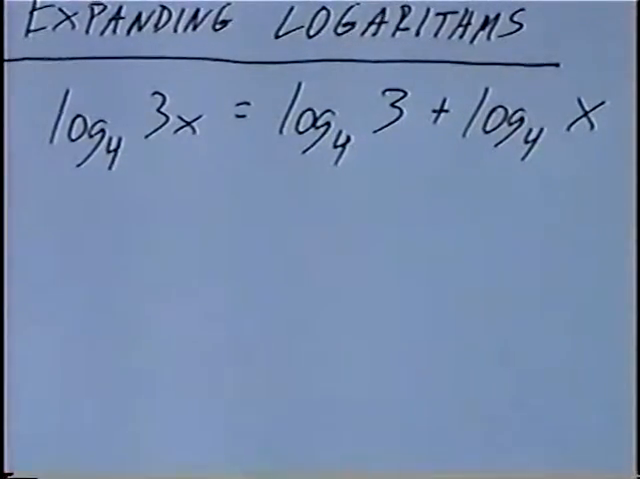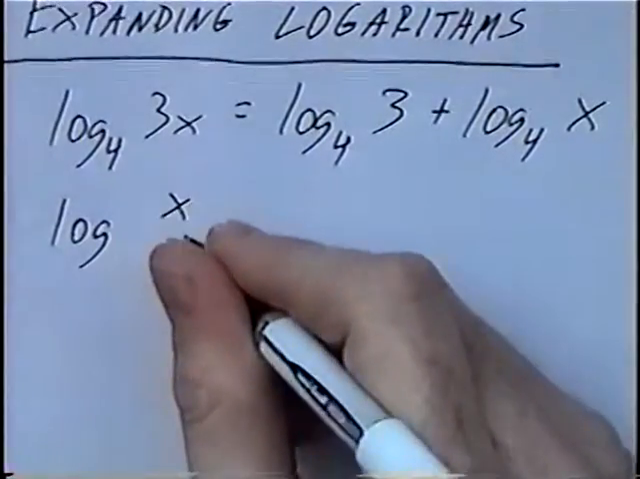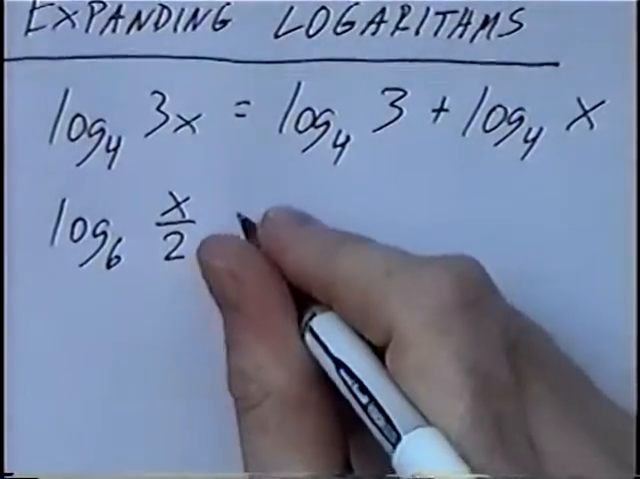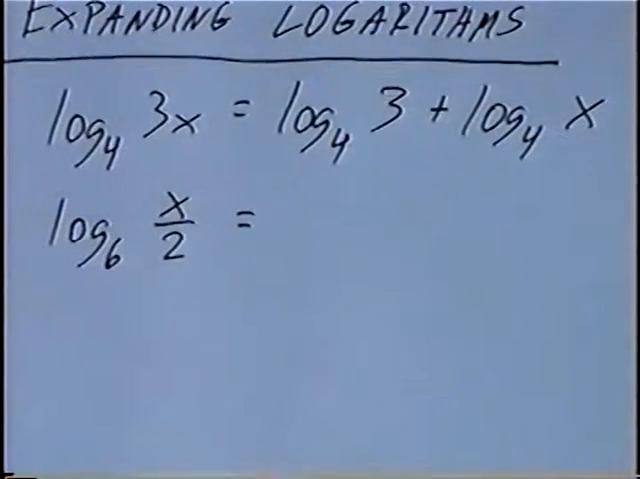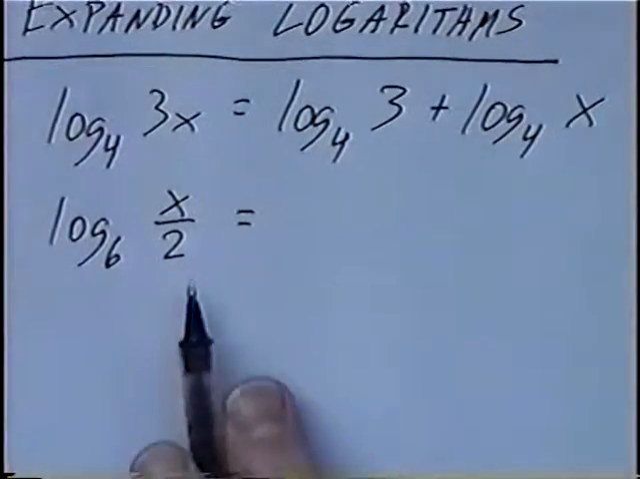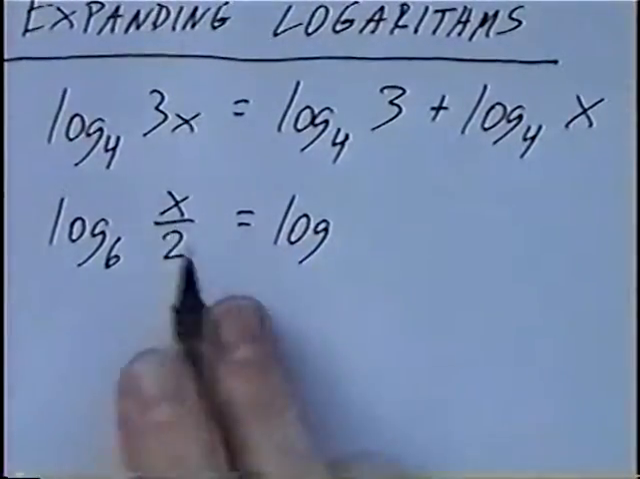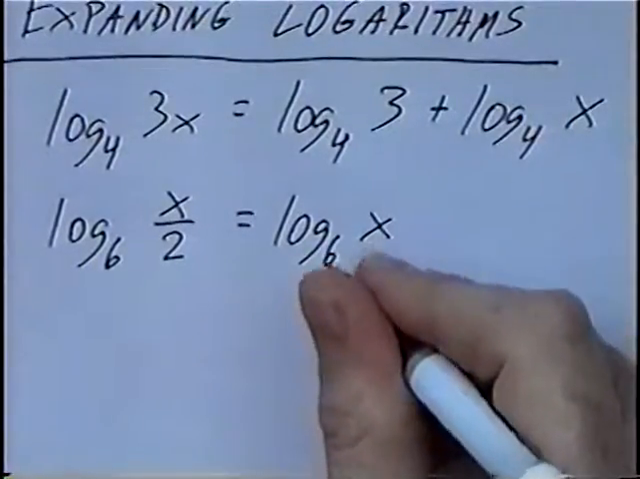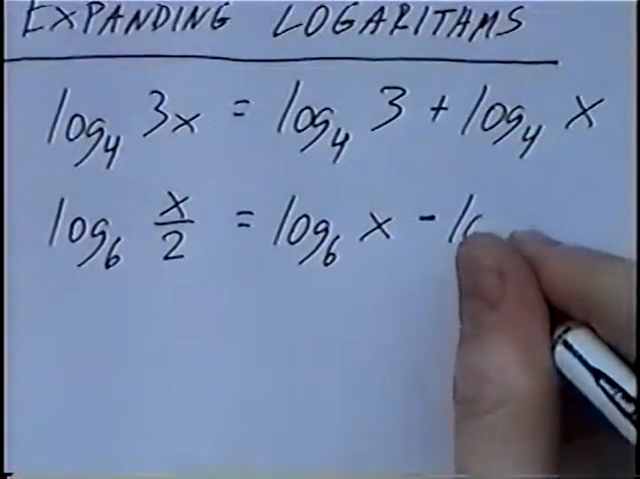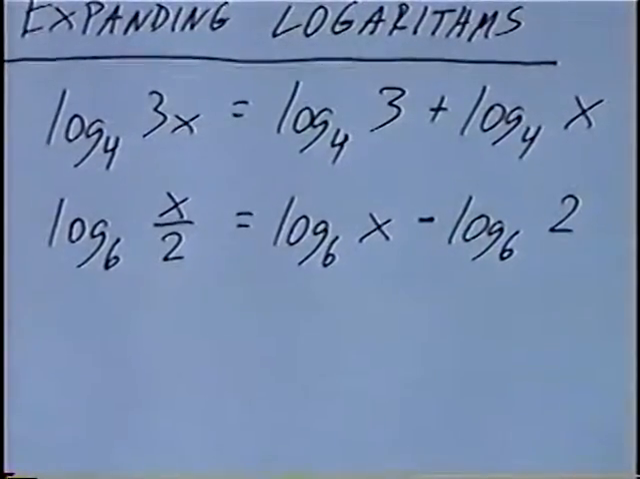Second question is log x divided by 2 with a base of 6. Again, dividing inside logarithms. If you're looking back at the properties, we'll change this to a subtraction. Log with the numerator x, base 6, and we'll subtract a log of the denominator, which will be log 2, the same base, base 6.